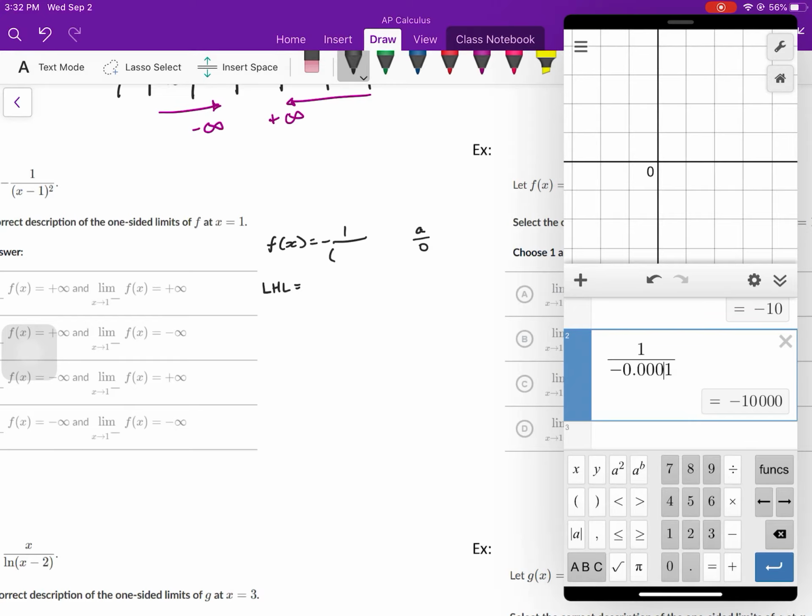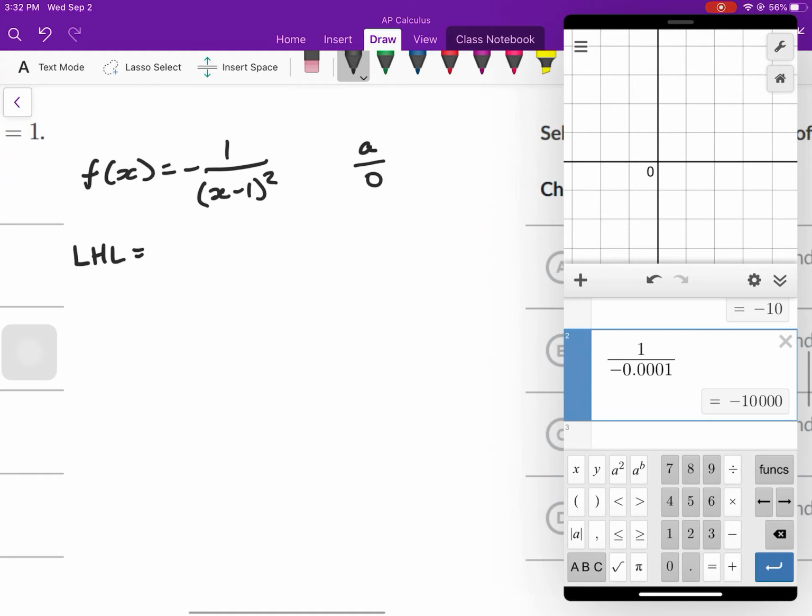Remember, 0 over 0 is indeterminate. We probably have to factor or do the conjugate, one of those other methods if we run into that. But if you plug in the 1, you get a number over 0. This is the vertical asymptote. If we end up with a number over 0, it's a vertical asymptote.